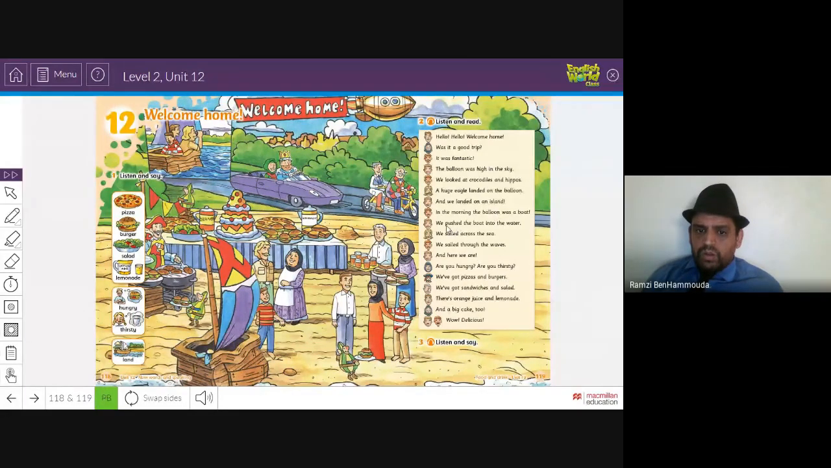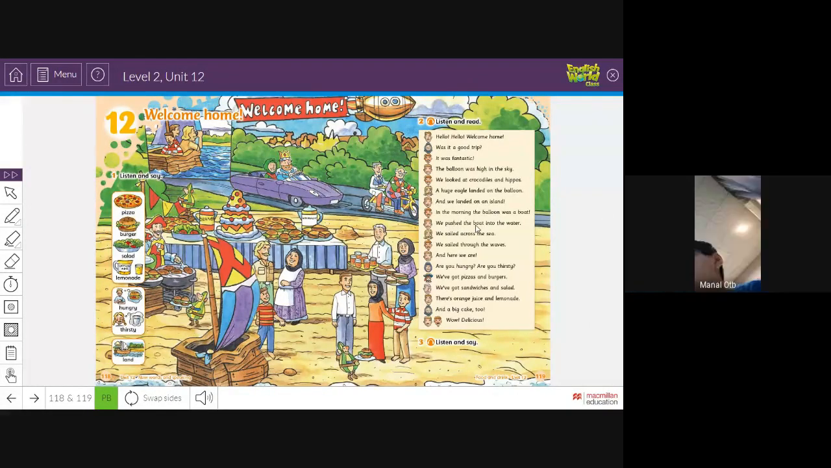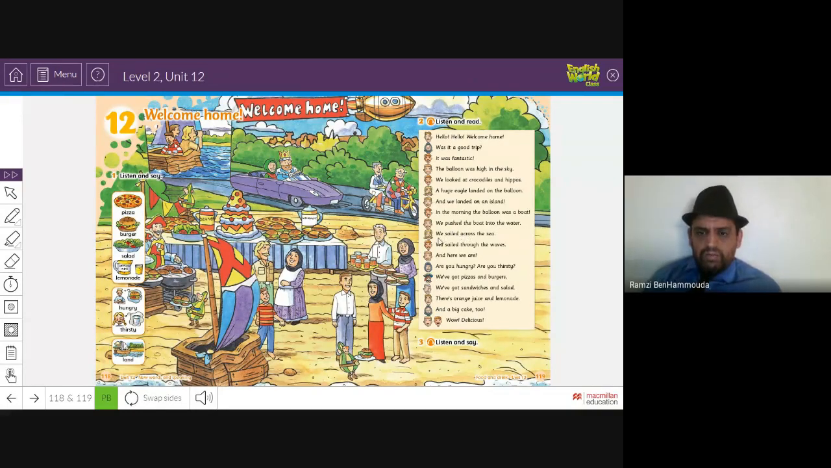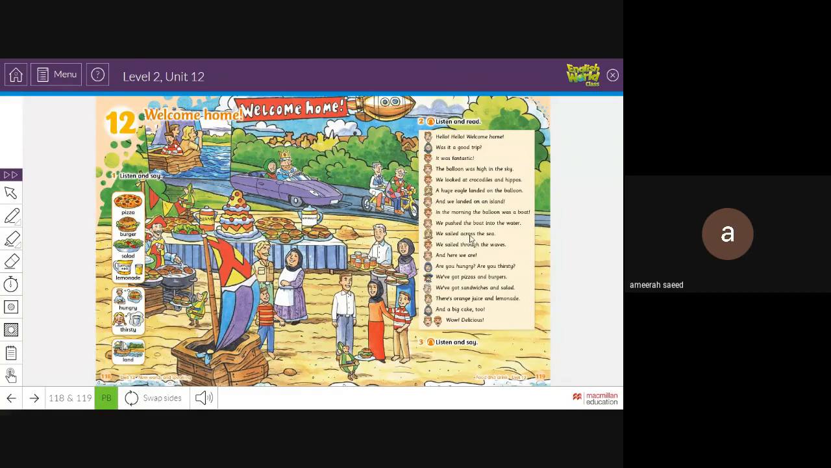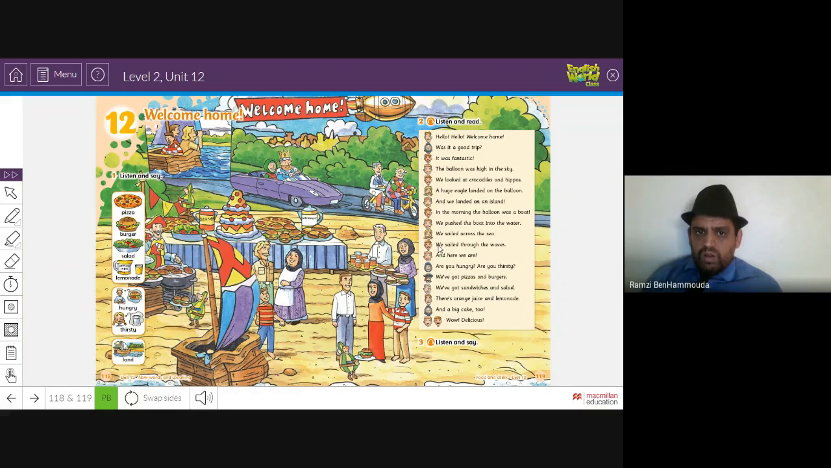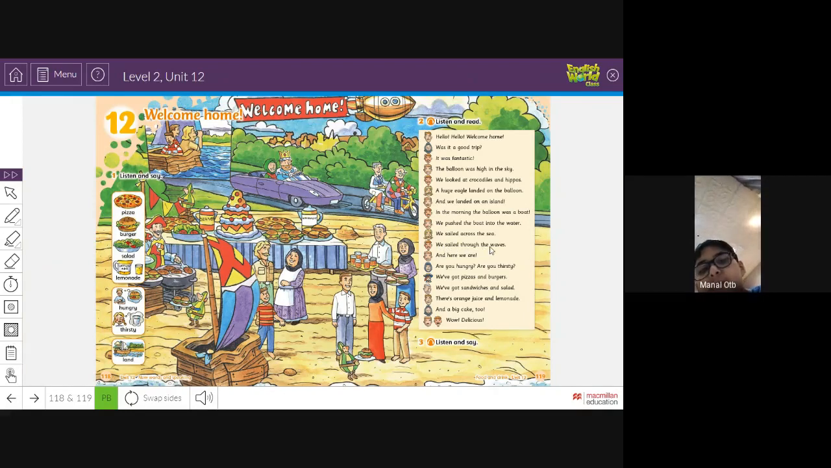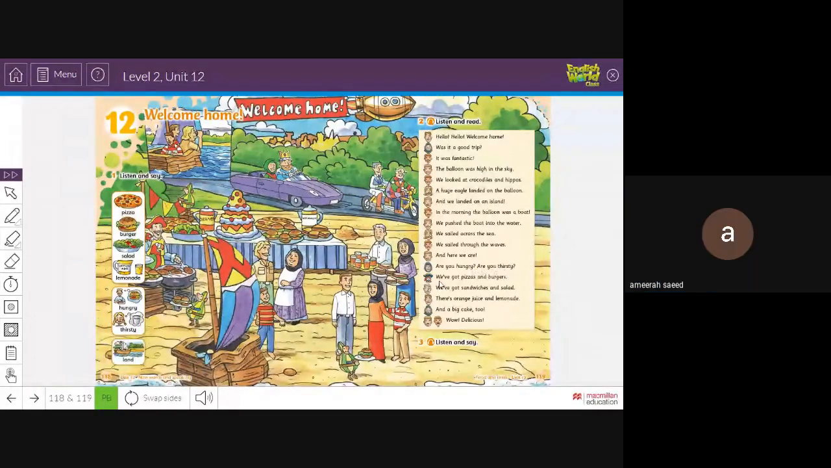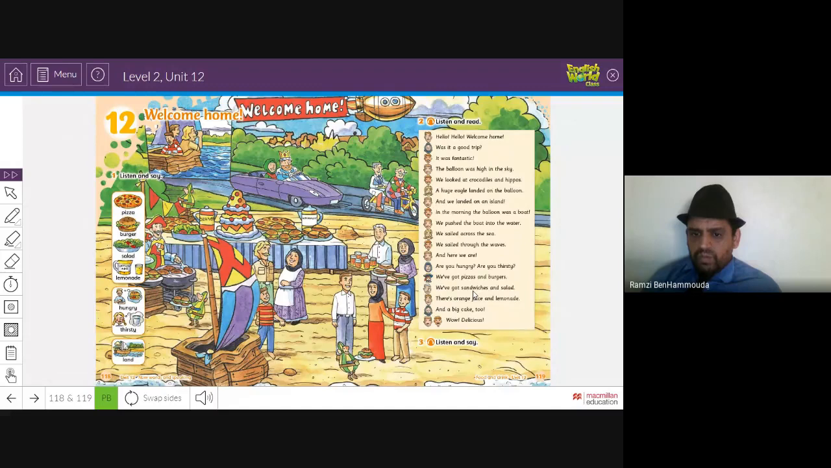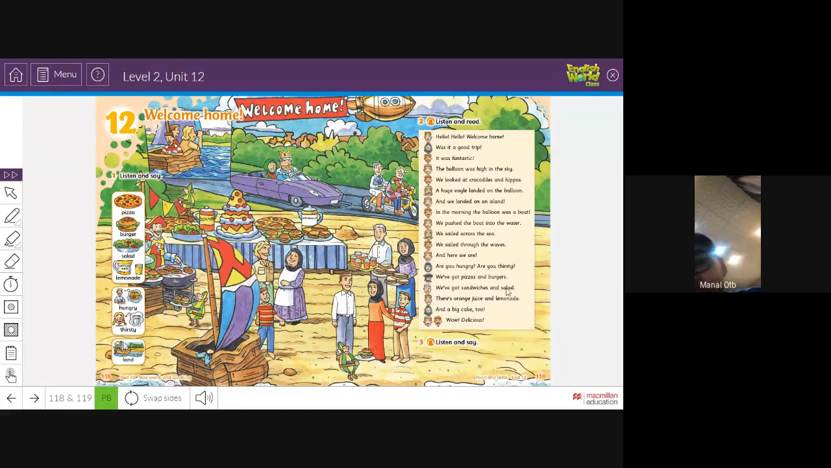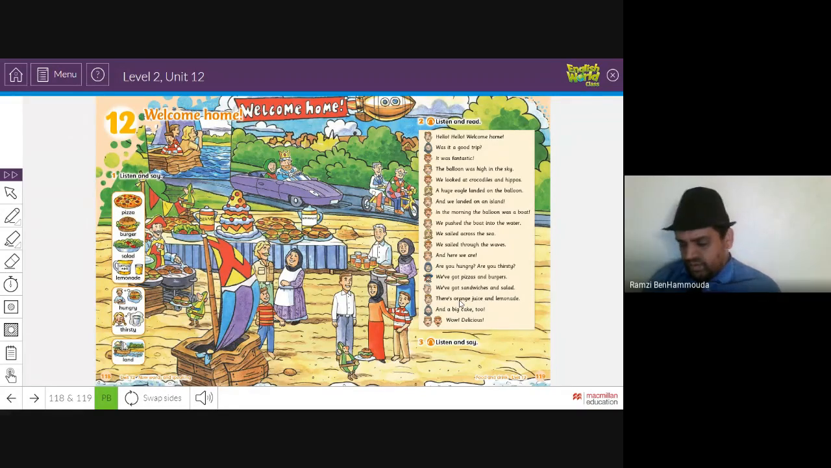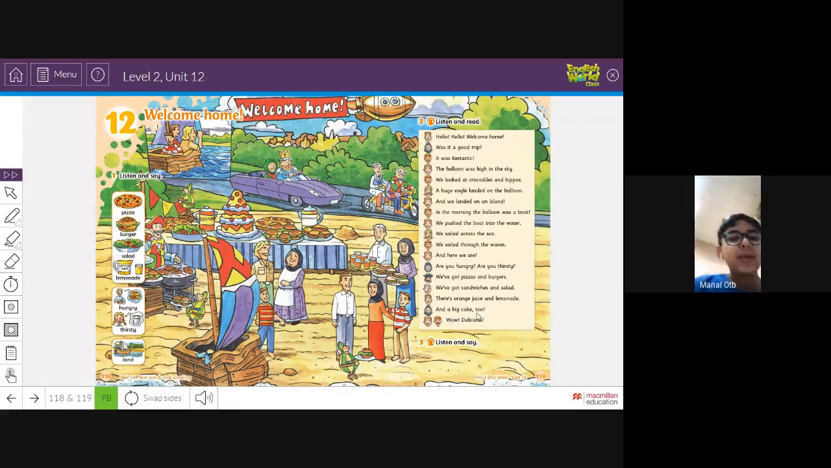We pushed the boat into the water. We sailed across the sea. We sailed through the waves. And here we are. Are you hungry? Are you thirsty? We've got pizzas and burgers. We've got sandwiches and salad. There's orange juice and lemonade. And the big cake, too.